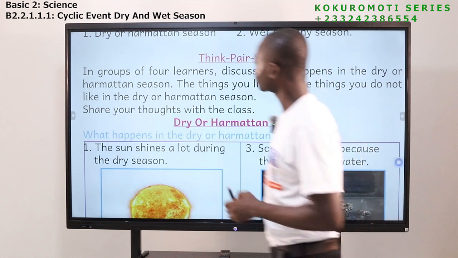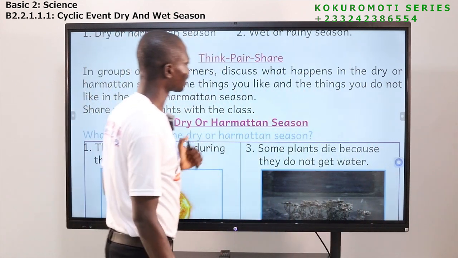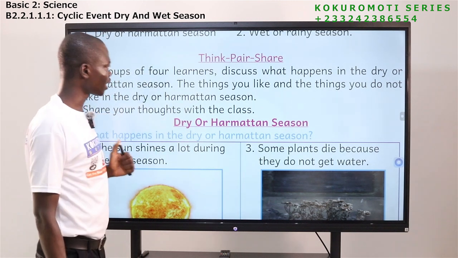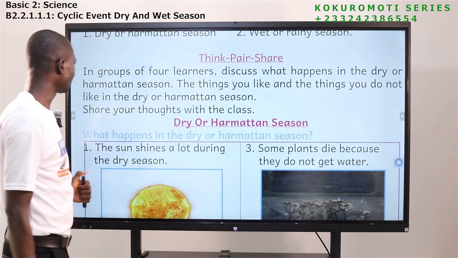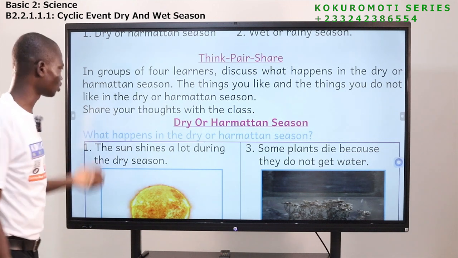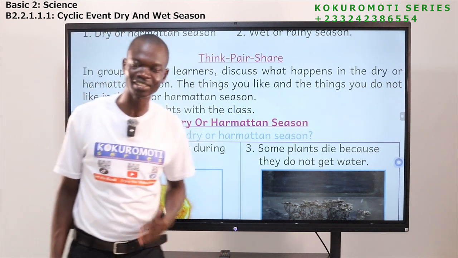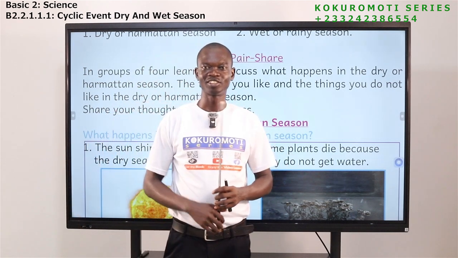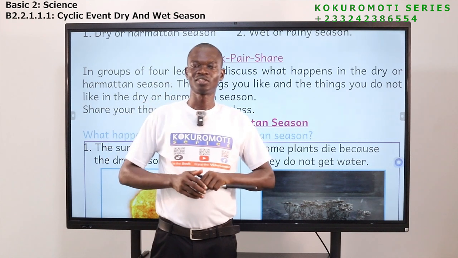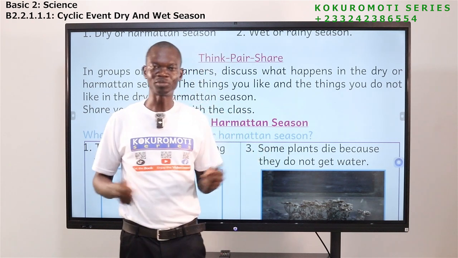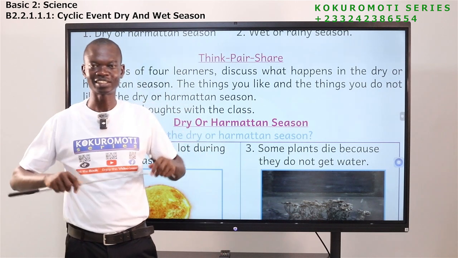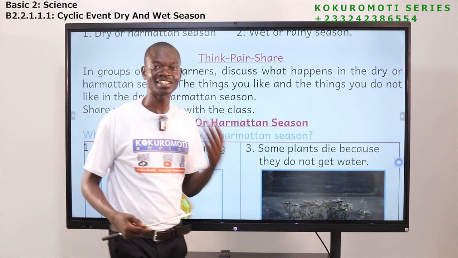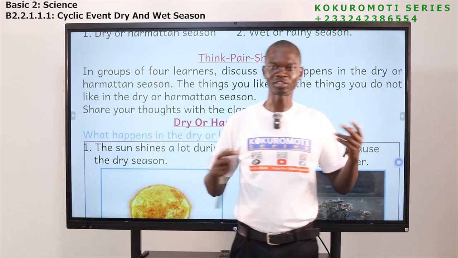Think, pair, share. In groups of 4 learners, discuss what happens in the dry or harmattan season. The things you like and the things you do not like in the dry or harmattan season. Share your thoughts with the class. So during wet season, what do you see around? What are the things that happen? During rainy season too, there are a lot of things that happen. Which of them do you like? Which of them do you dislike? What are the things that happen during rainy season that you dislike? And what are the things that happen during dry season that you also dislike?